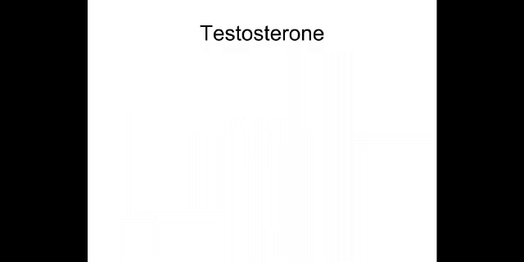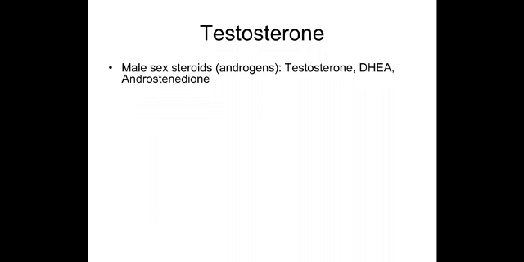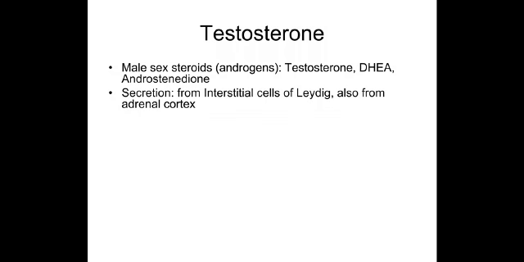And the male sex hormone, as you all know, is testosterone, which is an androgen secreted by the testes. They include testosterone, dihydrotestosterone, and androstenedione. The zona reticularis of the suprarenal cortex produces androstenedione and dehydroepiandrosterone. These are the male sex steroids: testosterone, dehydroepiandrosterone, androstenedione. Secreted from the interstitial cells of Leydig, and also from the adrenal cortex.